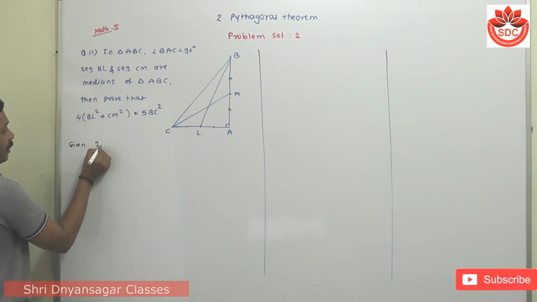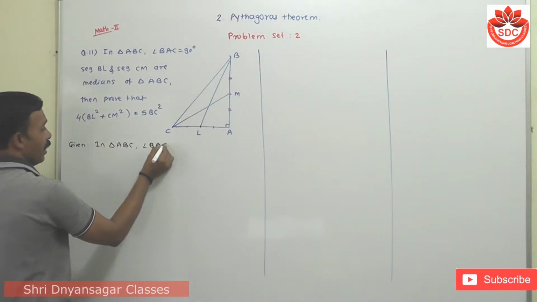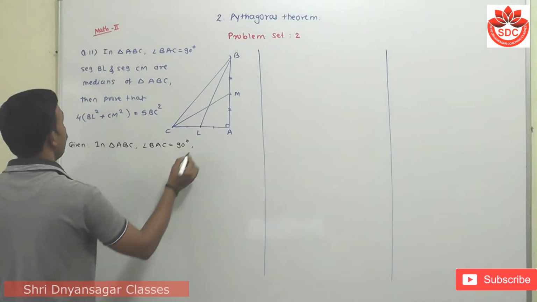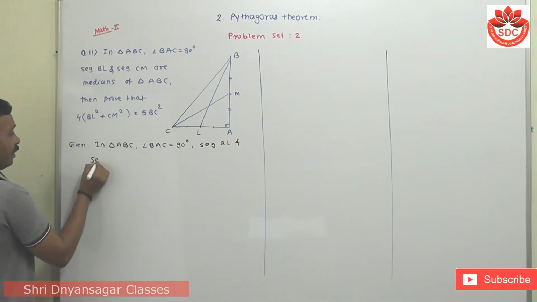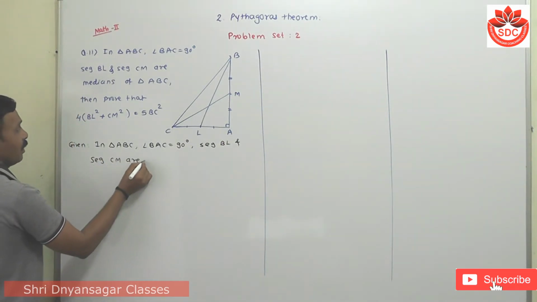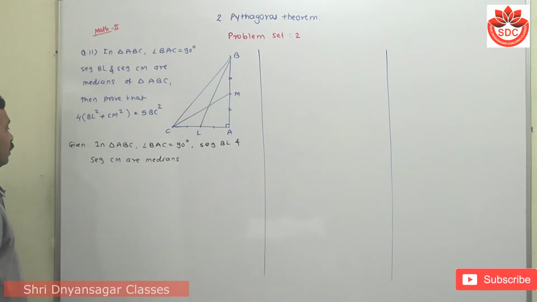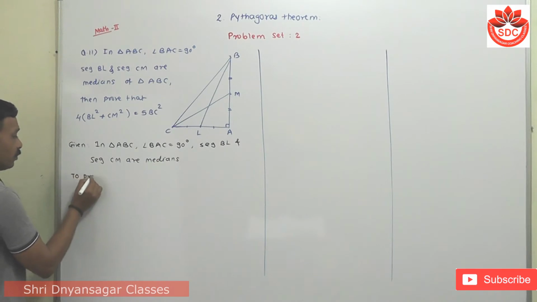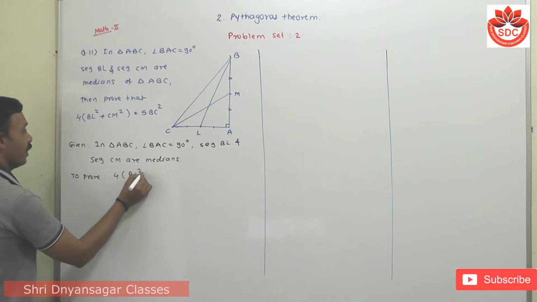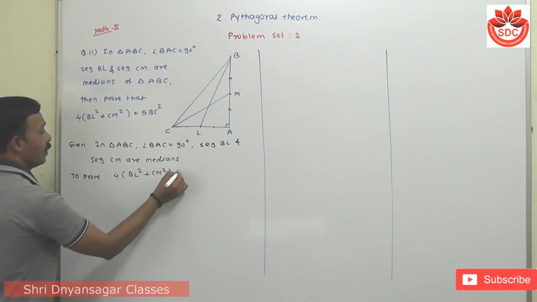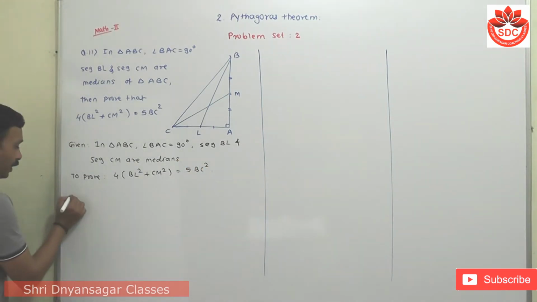Given: in triangle ABC, angle BAC is equal to 90 degrees. Segment BL and segment CM are medians. This is the given. To prove: 4 in bracket BL square plus CM square is equal to 5 into BC square. Now I have to find its proof.